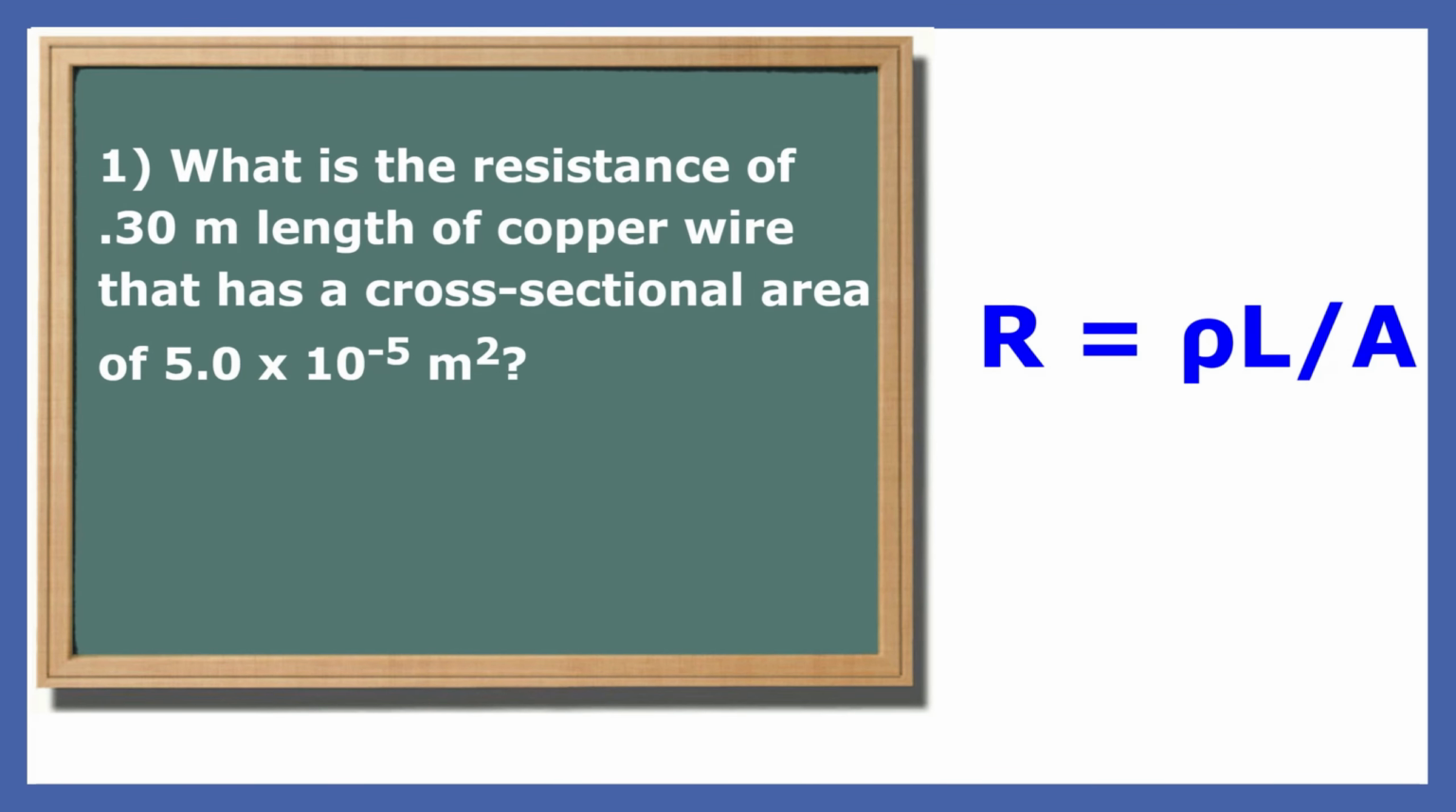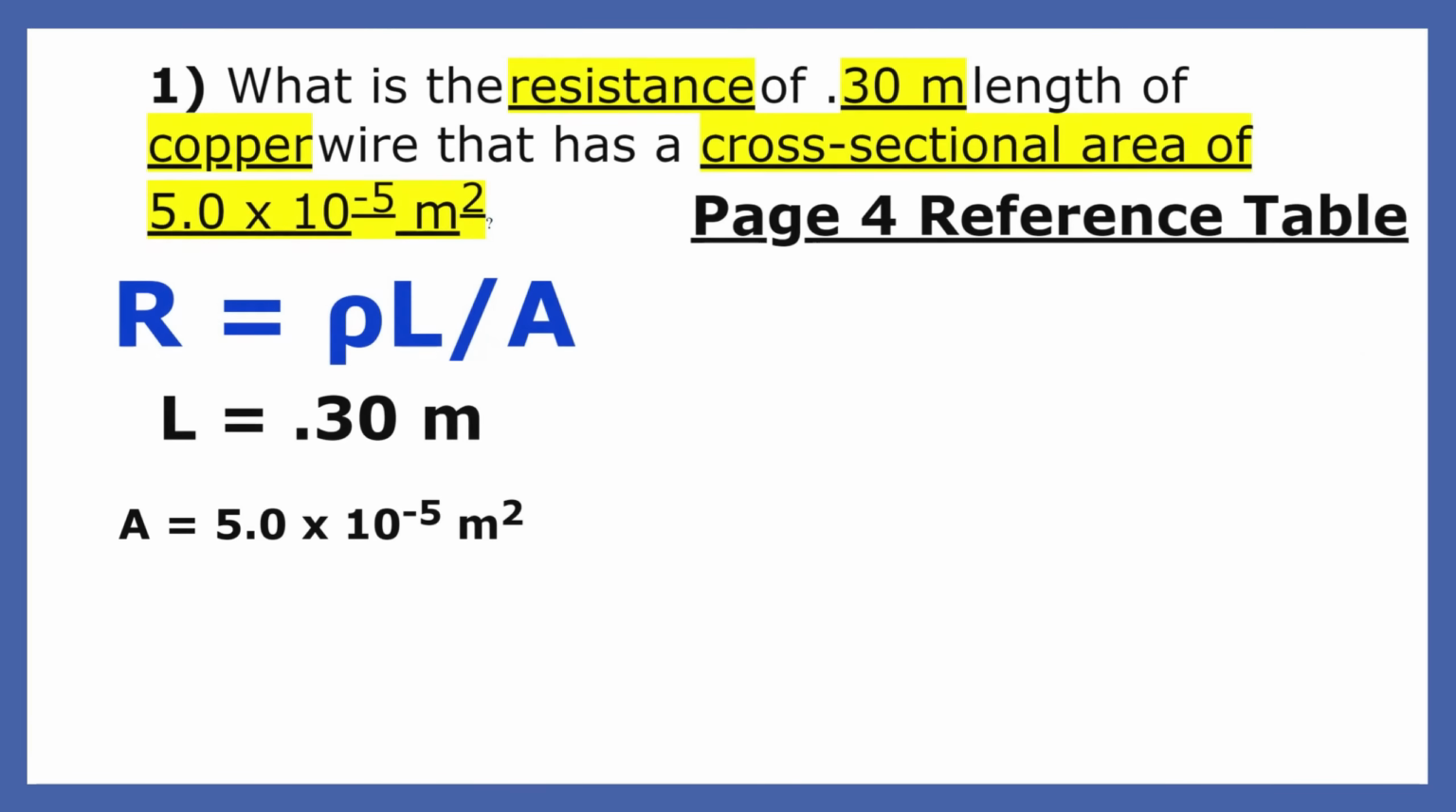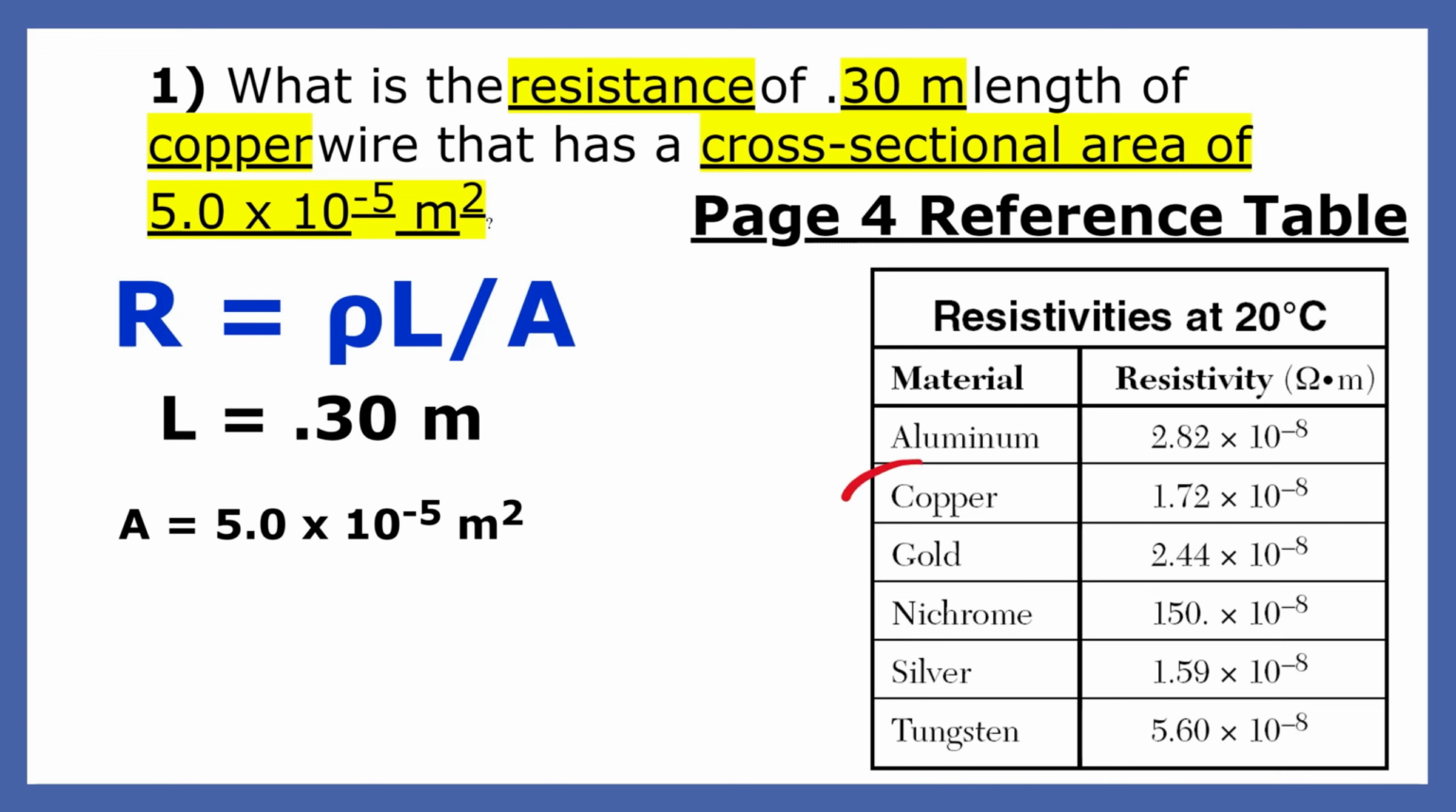In this presentation, we are going to use the resistance equation to solve problems. What is the resistance of a 0.3 meter length of copper wire that has a cross-sectional area of 5 times 10 to the negative 5 meters squared? You can find the resistivity of copper in a chart on page 4 of your reference table.